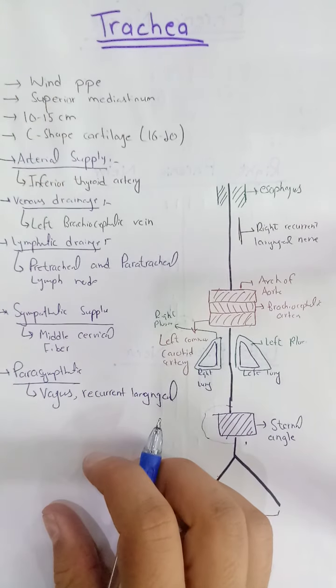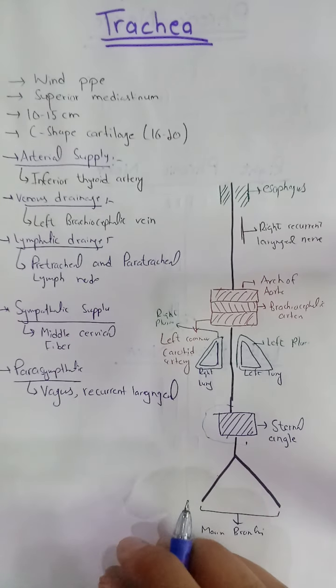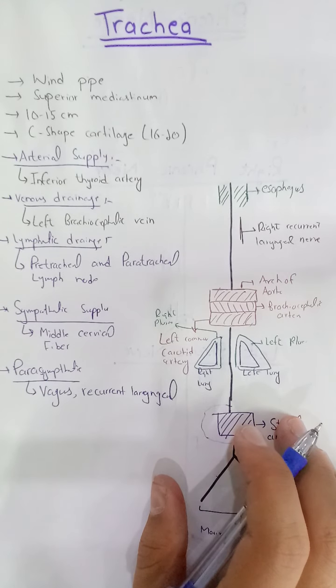So this is a brief introduction of the trachea, its nerve supply, blood supply, lymphatic drainage, and its relation with the several structures in the superior mediastinum.